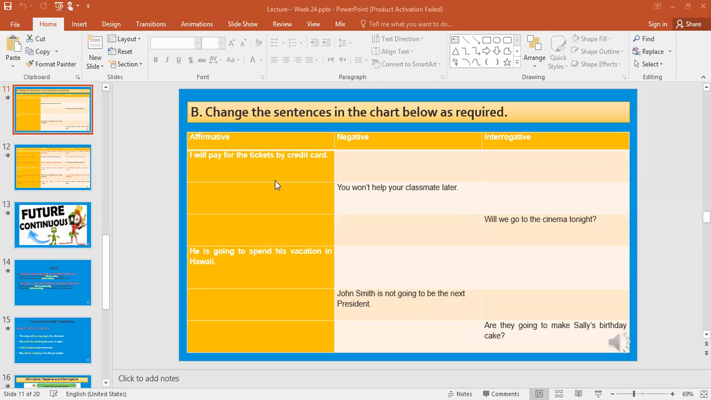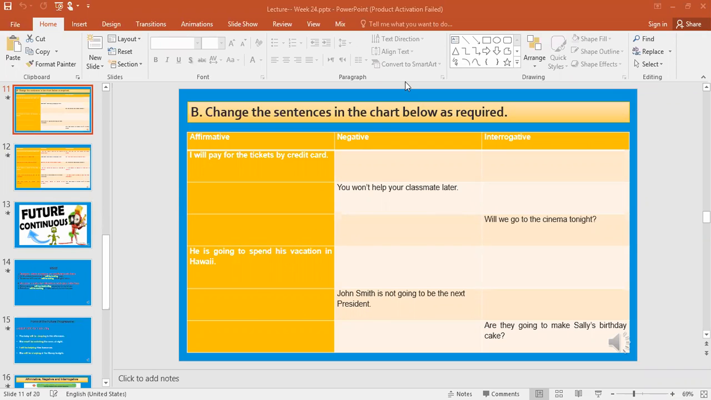We still have only two. John Smith is not going to be the next president. Yes. In the affirmative, John Smith is going to be the next president. Okay, thank you. Interrogative. Is John Smith going to be the next president? And we add a question mark.